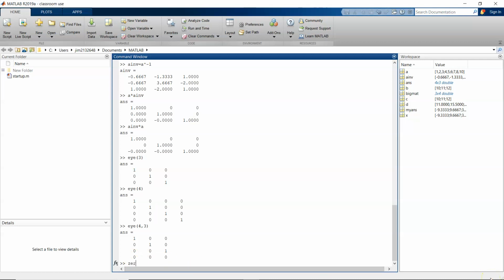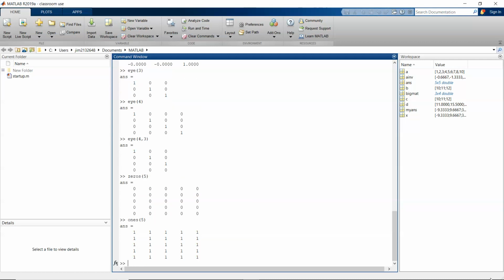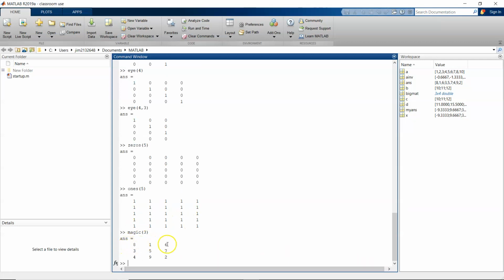There's also a matrix called zeros. All zeros. Ones. There's also one called magic. I'll make a 3 by 3 magic matrix. If you add the rows, they sum to 15 here, they sum to 15 here, they sum to 15 here, up and down they sum to 15. It's what's called a magic matrix. They're fun. They're not terribly useful for engineering, but they're kind of fun to get at.